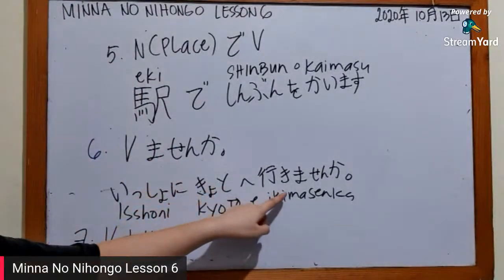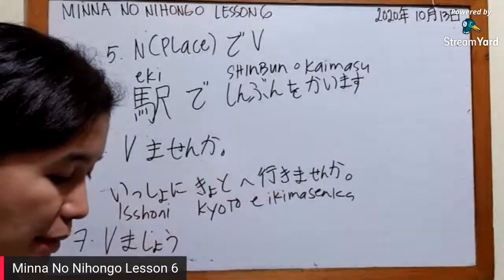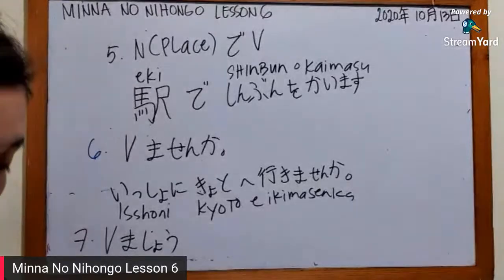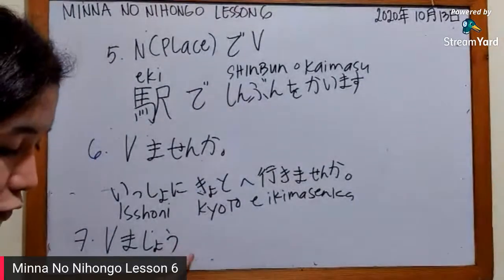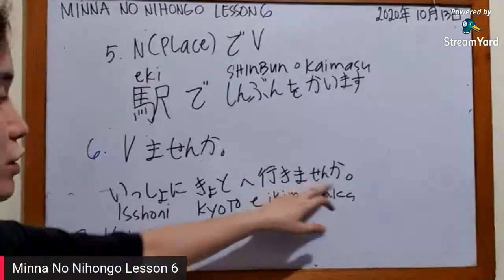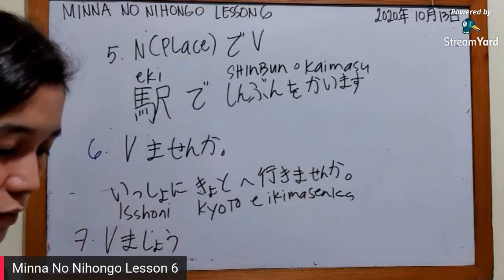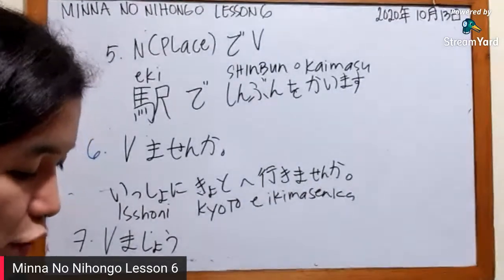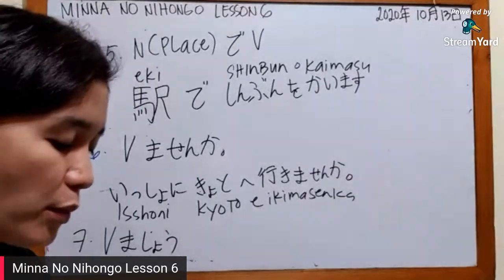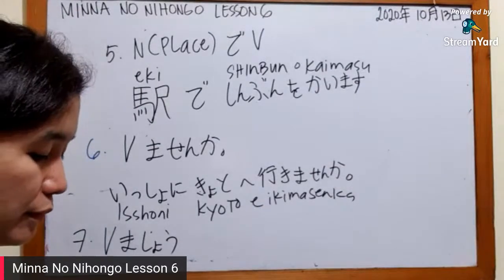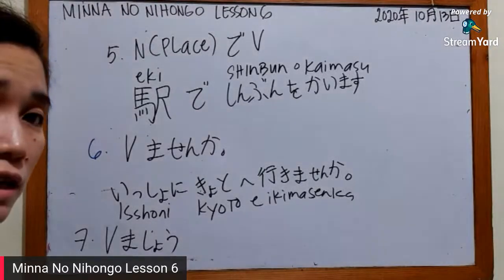For issho ni ikimasen ka, won't you come to Kyoto with us? But for masho, for example, Kyoto ikimasho. Let's go to Kyoto. So, that shows positively inviting the listener to do something with the speaker. It is also used when responding positively to an invitation.